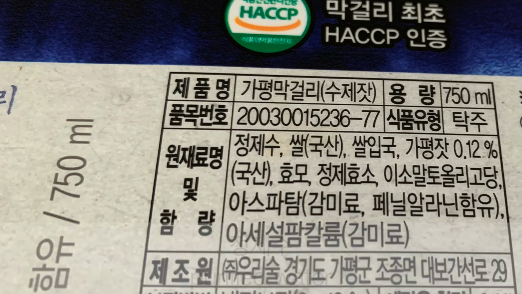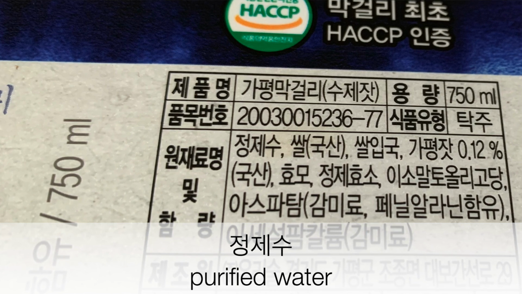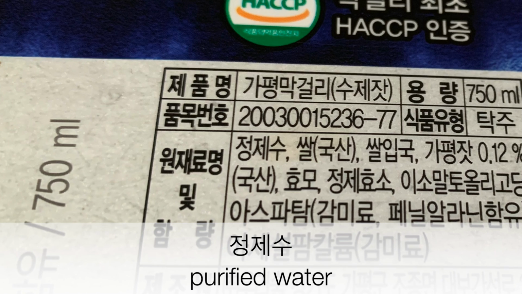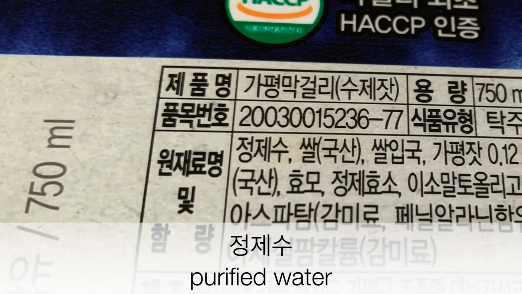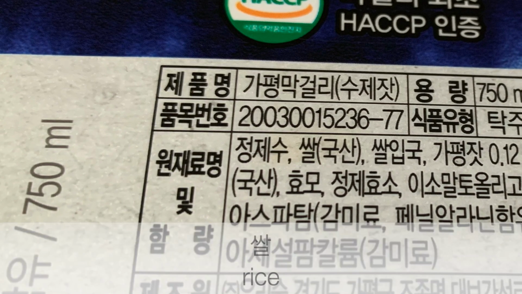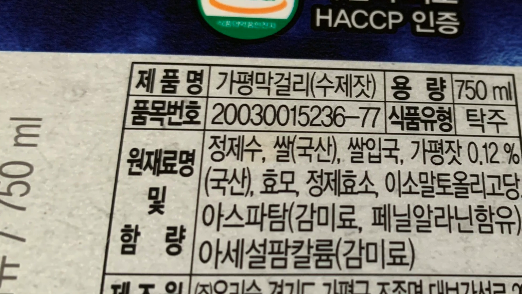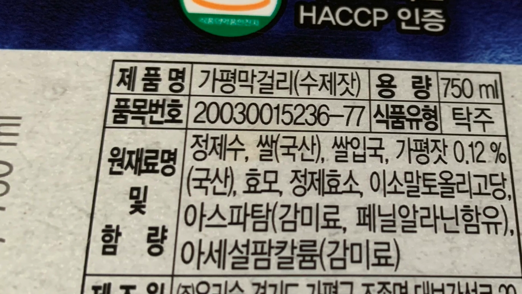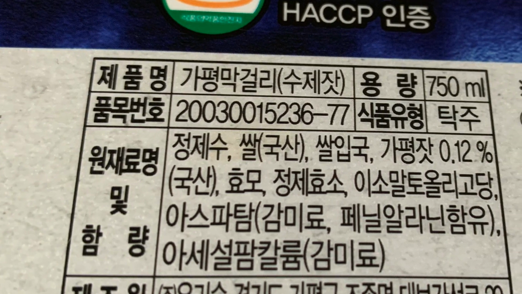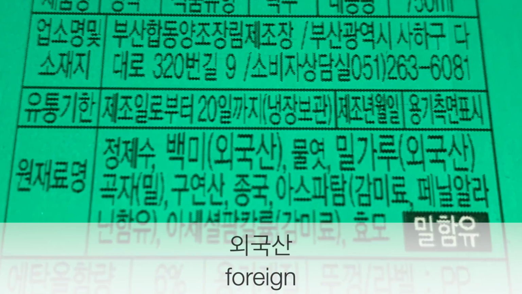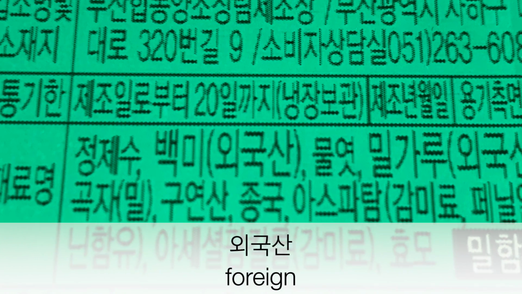Now let's look in the ingredient list itself. And the first ingredient is often going to be purified water, 정제수. And the next ingredient is going to be some kind of rice, ssal. Now, ssal is often specified as being foreign rice or domestic rice. If it says guksan, that's domestic. If it says weiguksan, that's foreign.